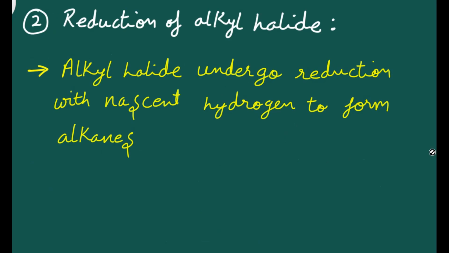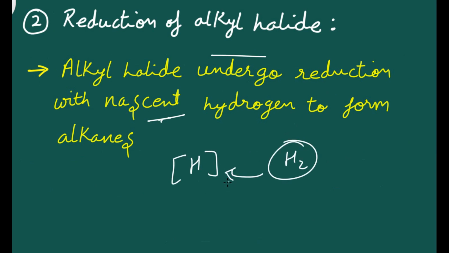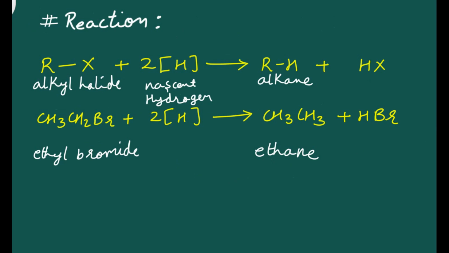Let's go for the second method, reduction of alkyl halide. Alkyl halide undergoes reduction with nascent hydrogen to form alkanes. What is nascent hydrogen? Single hydrogen atom. This is a hydrogen molecule, and this is a single hydrogen atom, known as nascent hydrogen, to form alkanes, right? The reaction will be like this. Alkyl halide when treated with nascent hydrogen gives alkane.